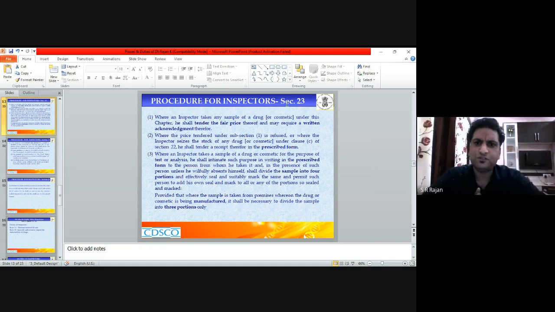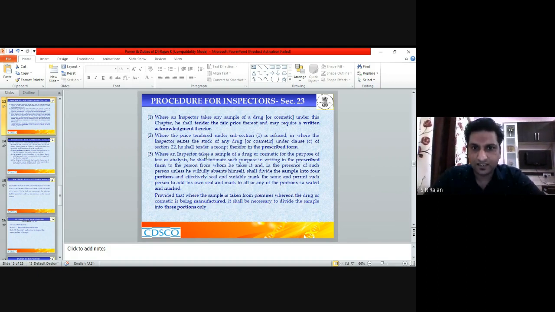If someone refuses to take the fair price of these sample drugs from the inspector, then he can, in prescribed form, like Form 17A, issue it to the retailer or manufacturer from where he has taken the sample, informing that he has refused to take the fair price of the drug sample the inspector has taken.